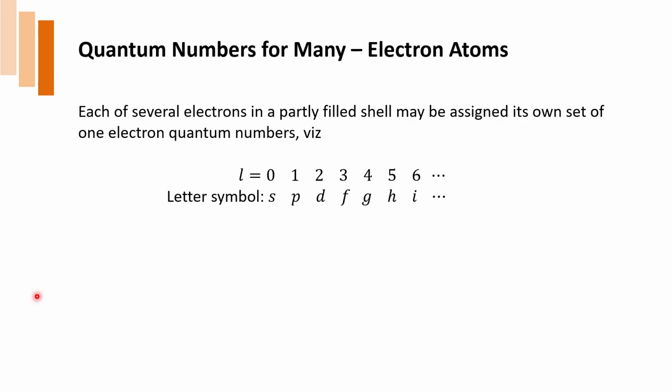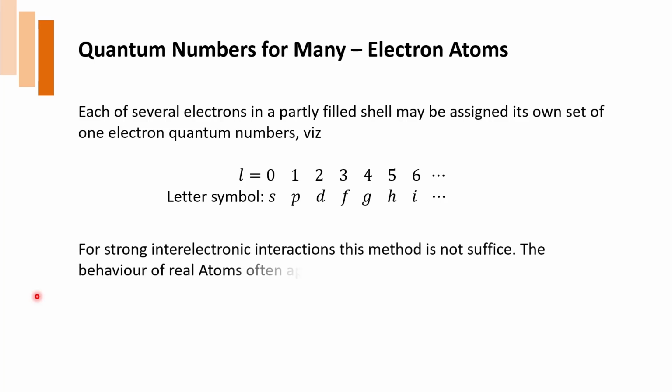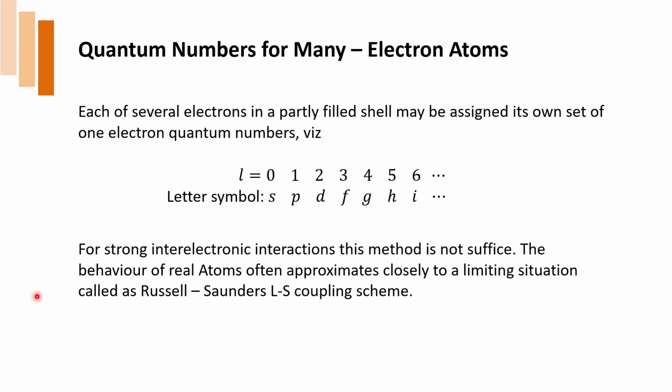But when we talk about situations where there are electronic repulsions, when there are two electrons in the same box, then the repulsions are quite likely. And for strong inter-electronic interactions, this method is just not sufficient. The behavior of real atoms often approximates closely to a limiting situation that was proposed by Russell and Saunders, also known as the LS coupling scheme. This is a part of elementary quantum mechanics, as my students of quantum mechanics are familiar with.